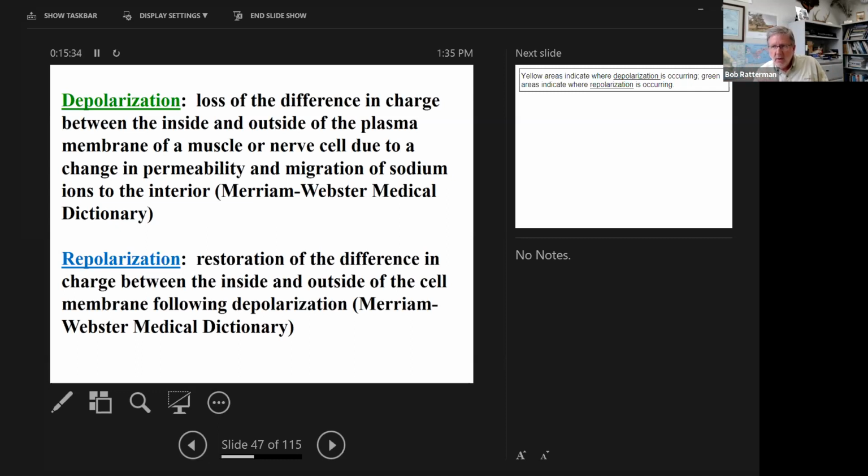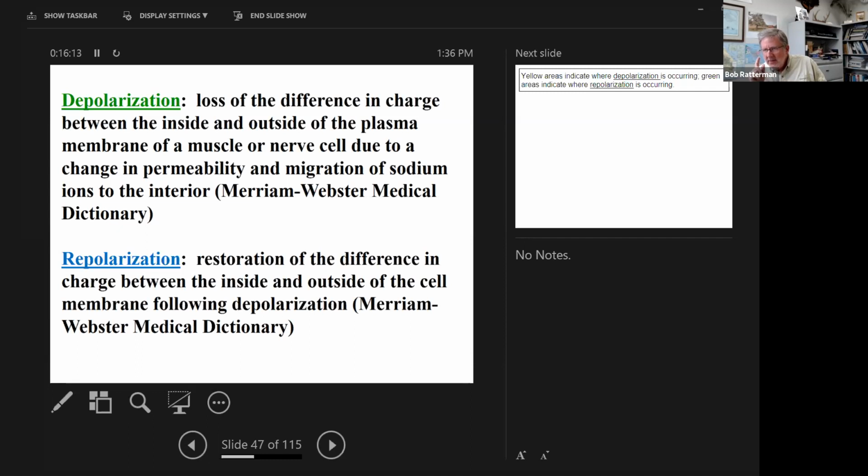I want you to also connect depolarization to systole, because depolarization leads to systole. What is systole? We said it's a fancy name for what? Can you hear me? Okay. There's no response. Systole is a fancy name for contraction. Okay.